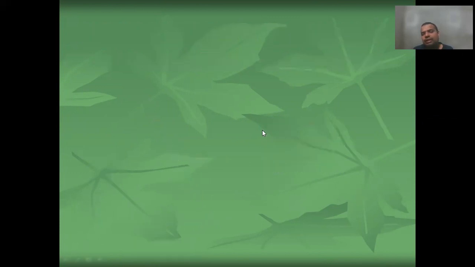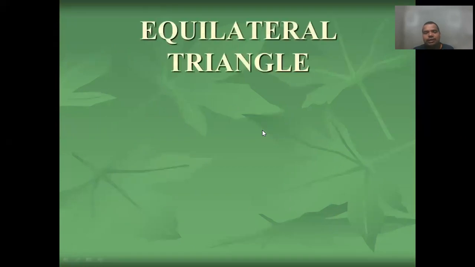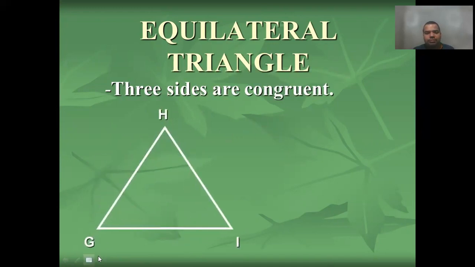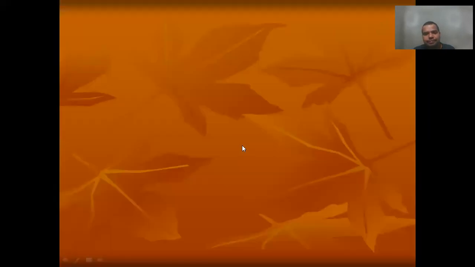Coming on to our third classification, that is the equilateral triangle. When all three sides are congruent or equal, we call it an equilateral triangle. Over here, what we can observe is that the triangle HGI has all three sides equal or congruent. So GH is equal to HI is equal to GI. All three sides are equivalent.